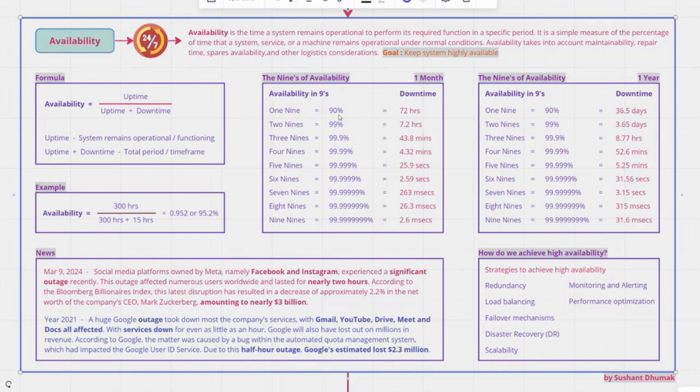Most cloud providers or most systems make use of a maximum of 4 nines, 3 to 4 nines, not more than that.